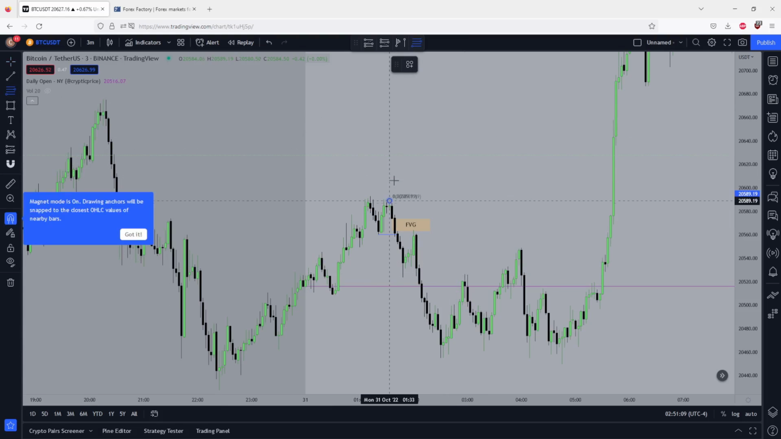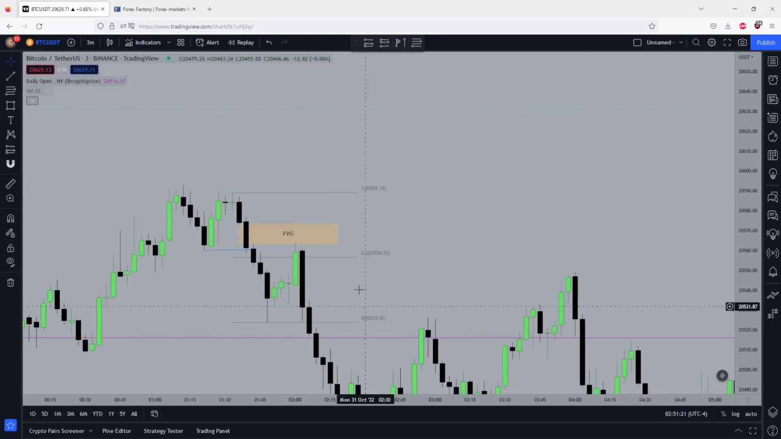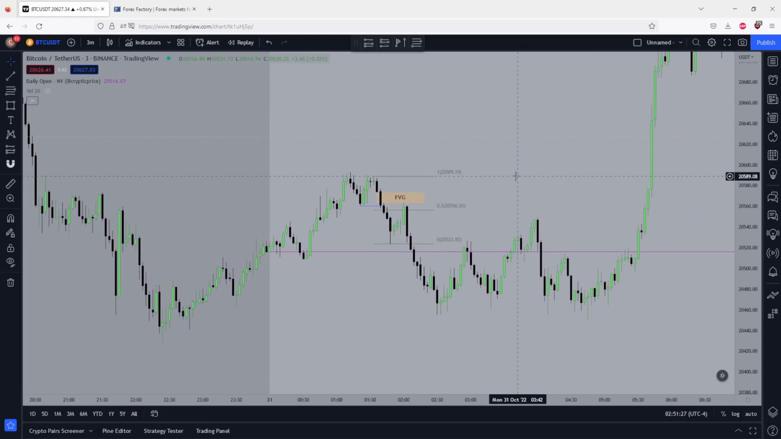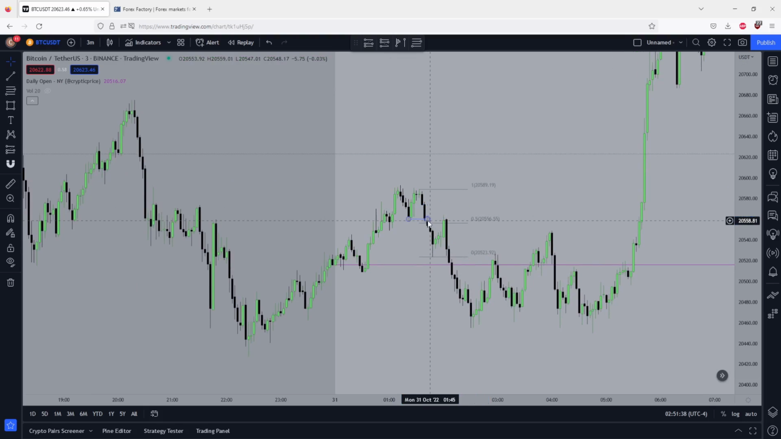We can also draw out the fib tool from the high to the low. We can see price makes its way back up into a premium, touches the fair value gap. I'm going to zoom in so you can see it better. Here you can see price touches the fair value gap prior to continuing to sell off to take out this low and to eventually attack this low down here. So a nice and quick setup on the 3-minute at 2 a.m.